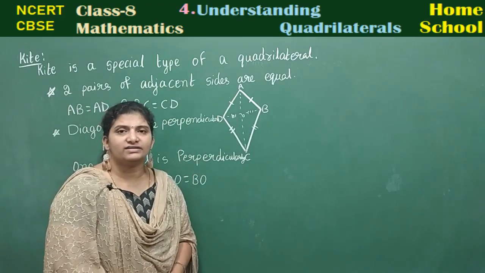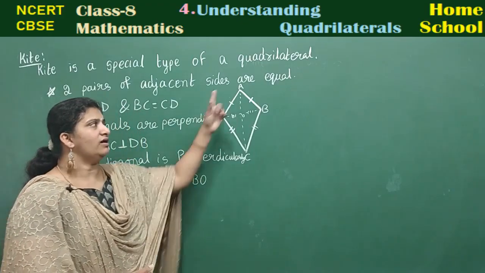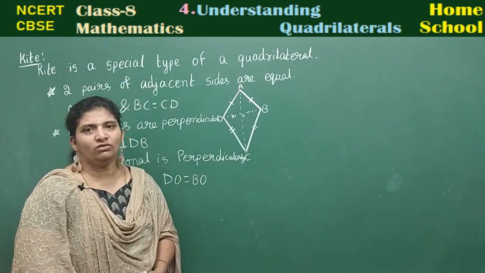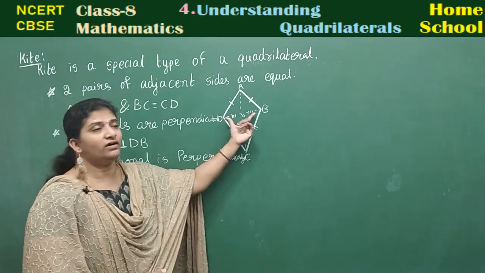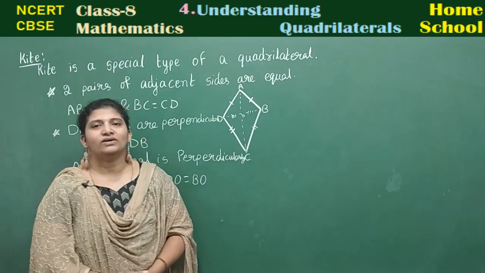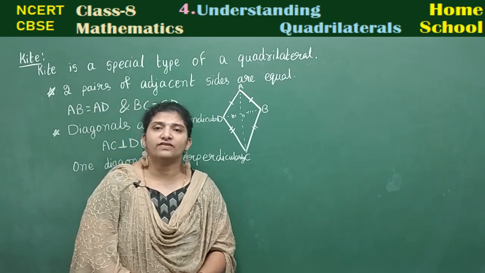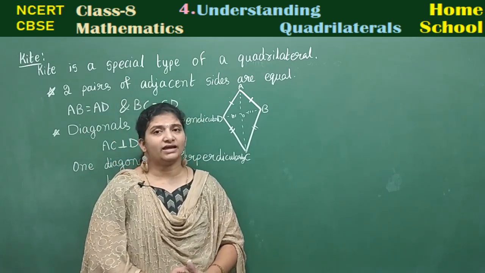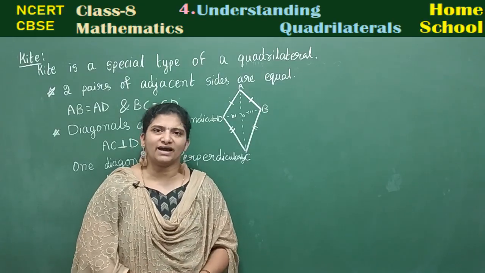And the 2 diagonals are perpendicular. What are the 2 diagonals perpendicular? AC perpendicular to BD and DO is equal to BO. This is one of the special properties. It is only for a kite. These 2 lengths will be equal. Okay. What is a kite, children? It is a special kind of quadrilateral where 2 pairs of adjacent sides are equal and it has 2 diagonals. Diagonals are perpendicular to one another and one of the diagonals is bisected.